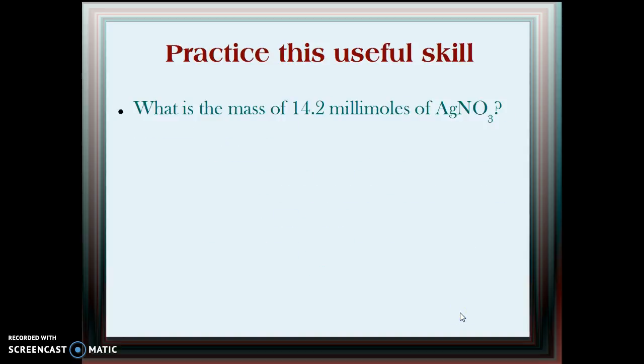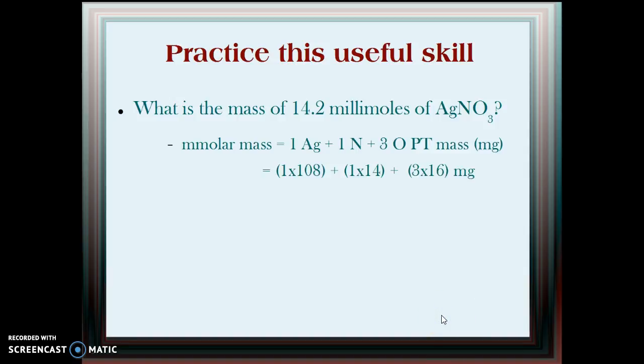All right, what's the mass of 14.2 millimoles of silver nitrate, AgNO3? Well, the millimolar mass is 1 millimolar mass of silver plus 1 of nitrogen plus 3 of oxygen. The mass on the periodic table is either grams per mole or milligrams per millimole. We see that that's 1 times 108 plus 1 times 14 plus 3 times 16, or 170 milligrams per millimole.